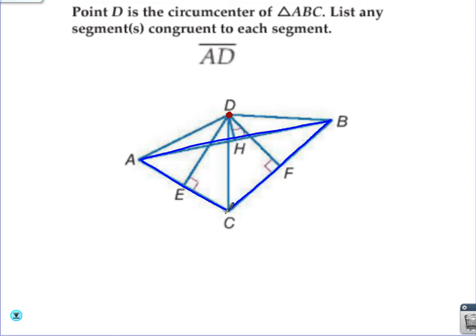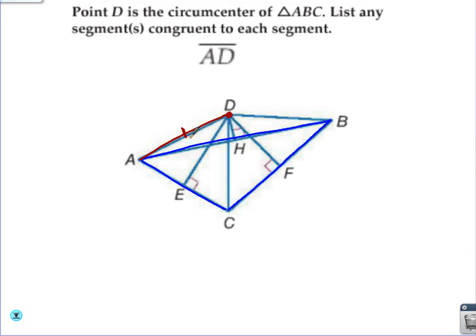So since it's the circumcenter, we know the distance from point D to the corners, to the vertices of that triangle will all be the same. And what this says, point D is the circumcenter. List any segments that are congruent to the following segment. And they ask about AD. We want to know all the line segments that are going to be congruent, if that is a circumcenter, to line segment AD.